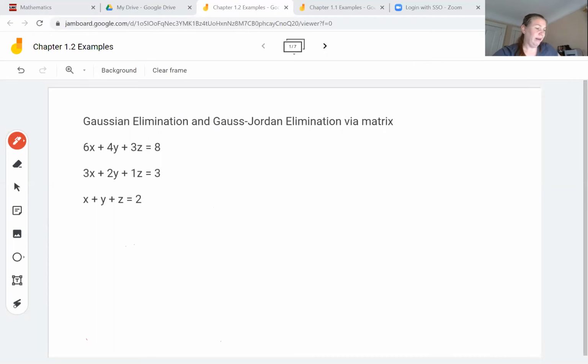So we can take the coefficient values from the left sides of the equations and represent those as a coefficient matrix. So we can say for the first equation, 6, 4, and 3, where these values correspond with the coefficients of x, y, and z, the leading values. And then for the second row, we'd have 3, 2, and 1 for the coefficients corresponding with the variables x, y, and z. And for the last row, we've got 1, 1, and 1. So this is the coefficient matrix.